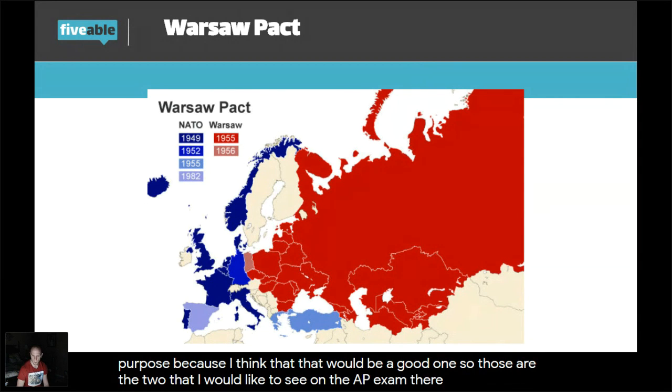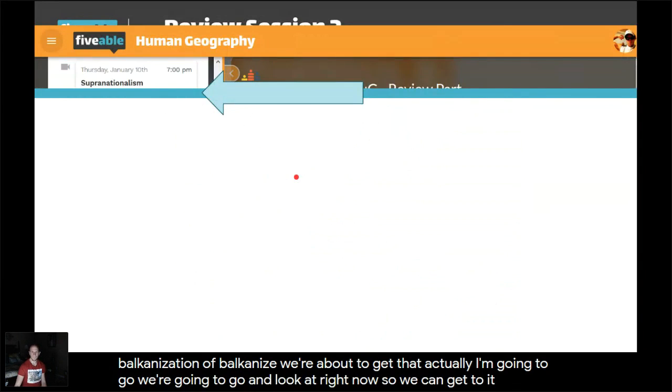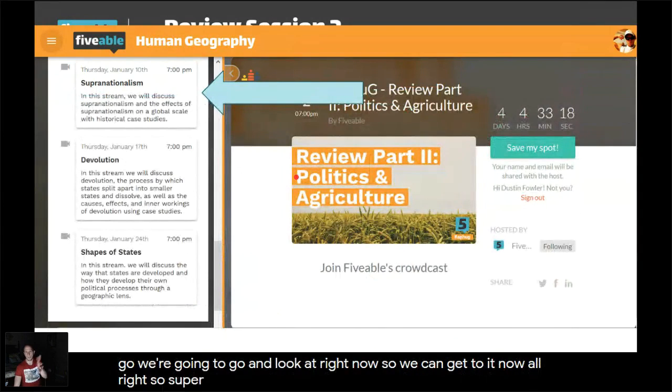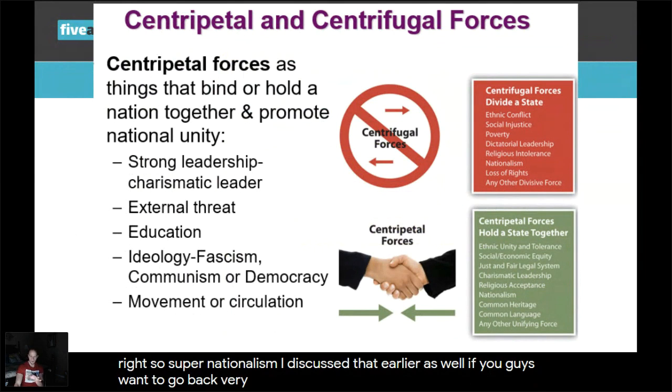Difference between balkanization and balkanized? We're about to get to that. Actually, we're going to go and look at it right now so we can get to it. All right. So supranationalism, I discussed that earlier as well if you guys want to go back. Very quickly, we're going to do a little bit of skipping around because we're running out of time.